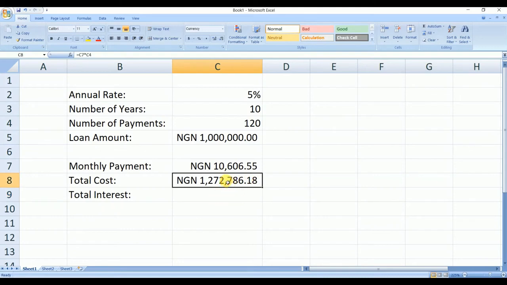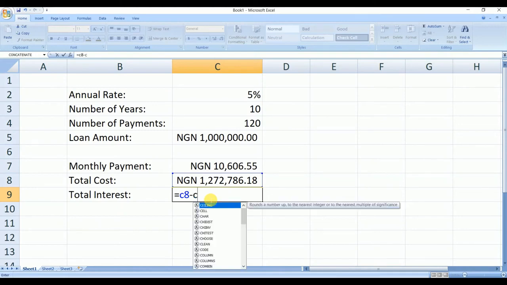So what will be the interest? If this is what we're going to pay at the end of 10 years and this is what I was given, so the interest will be this minus this. So that will be equal to cell C8 minus cell C5.